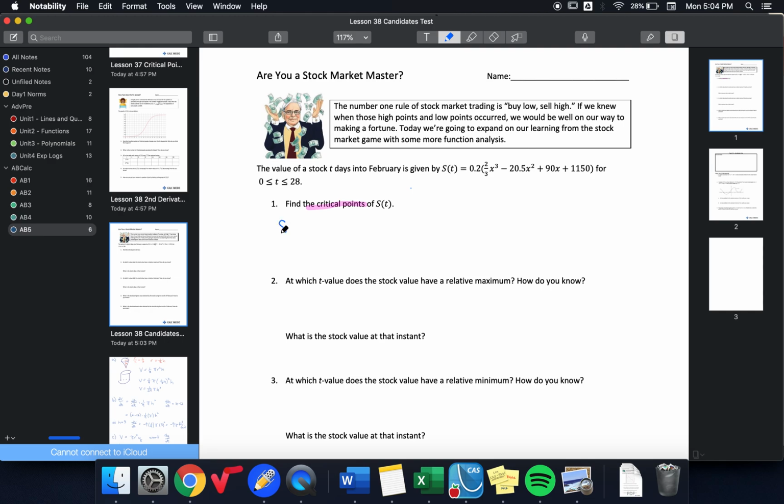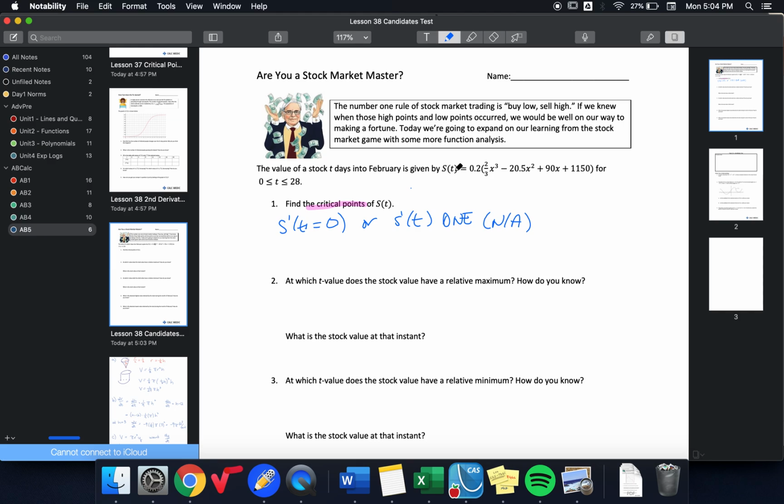So we want s prime of t to be equal to 0, or s prime of t does not exist. But my s of t is a cubic function, and I know that that's always going to be differentiable, so this part is not applicable. So let's look at s prime of t being equal to 0.